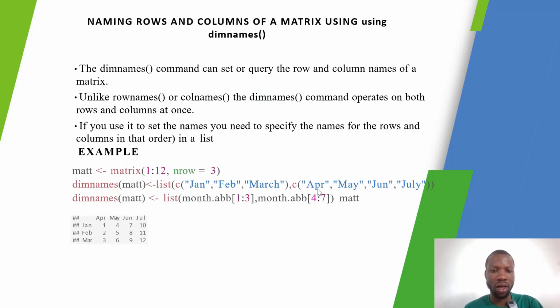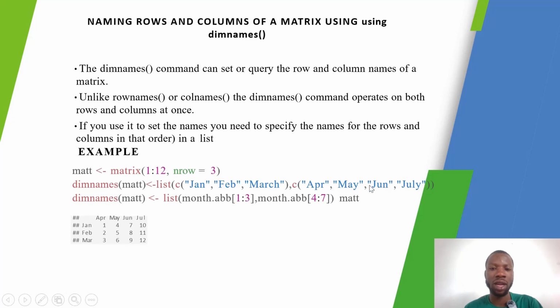So we are going to see it in practice. With dimnames, you can create the labels on the rows and the columns at the same time. So you see what you have to know. The dimension is row times column. The values that I started with here are going to be on the rows: January, February, March.